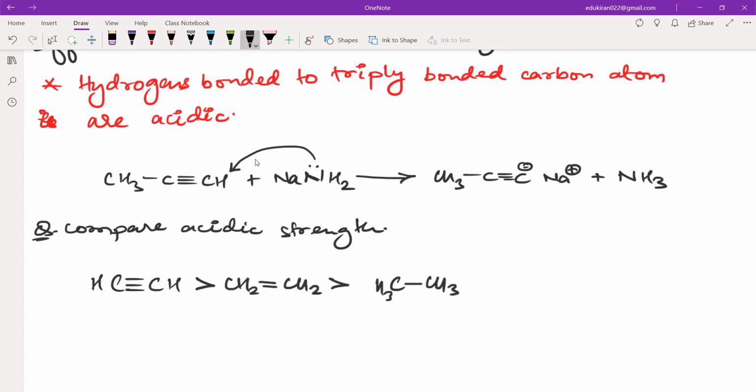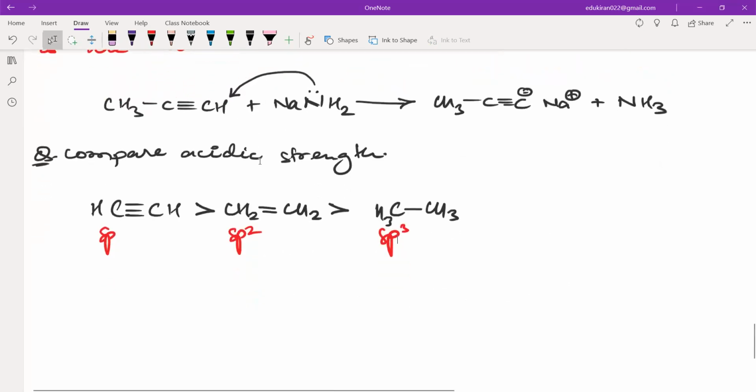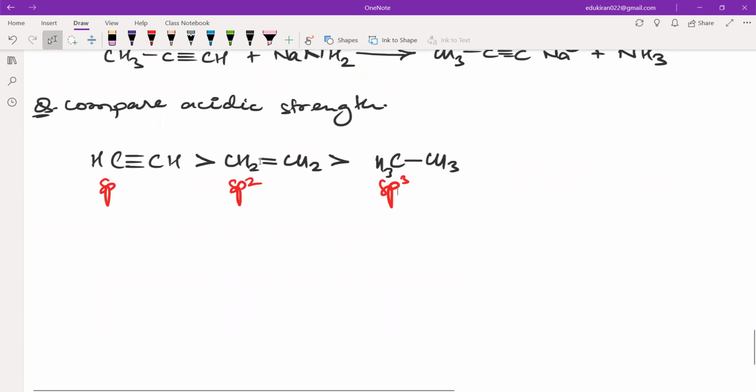Why? This is sp hybridized, this is sp2 hybridized, and this is sp3 hybridized. That is why sp is more acidic, followed by sp2, and then followed by sp3, the hydrogens attached to sp3. Now let us compare different alkynes.